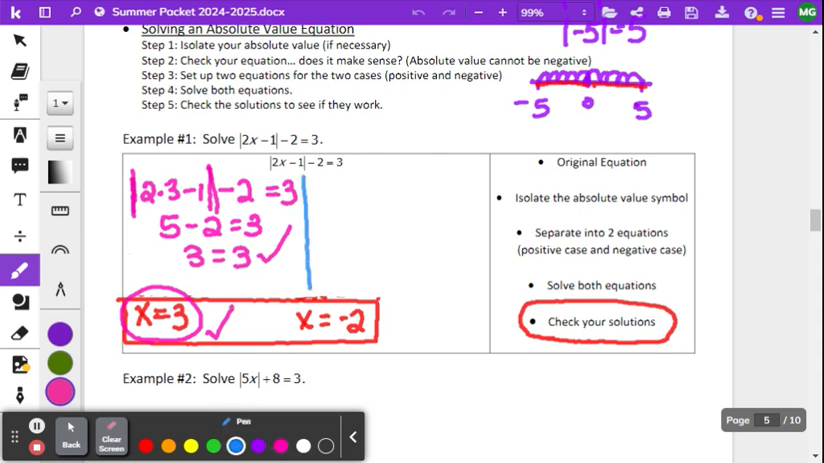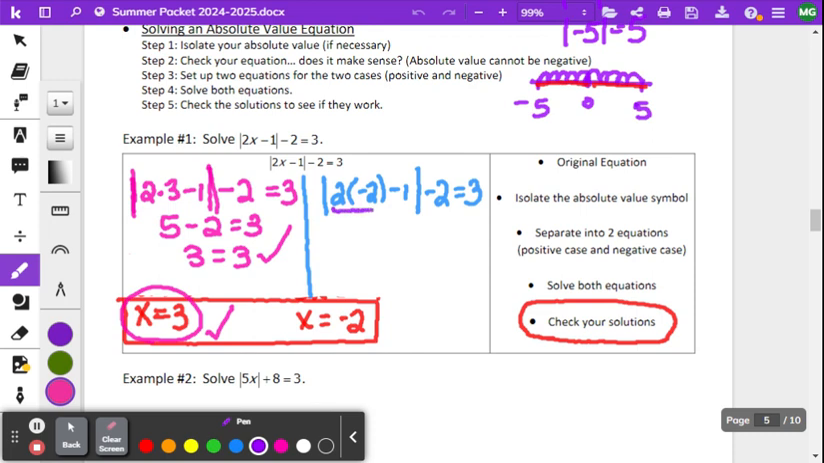In a similar fashion, we're going to test -2. So again, we go to our original equation. We have 2 times -2 minus 1, close that absolute value, minus 2 equals 3. And again, we're going to start inside.